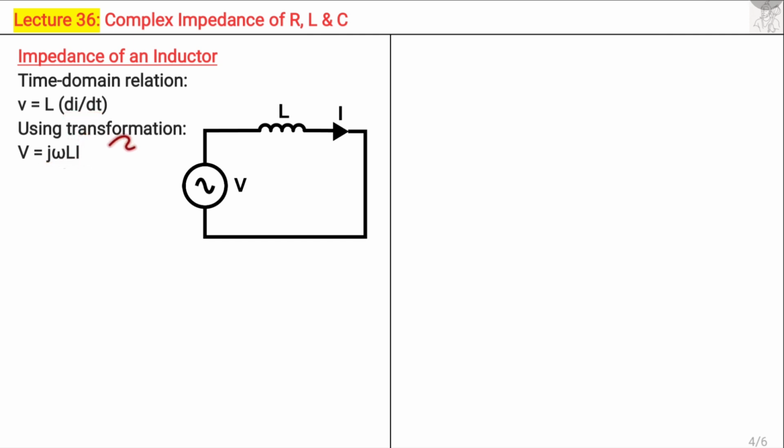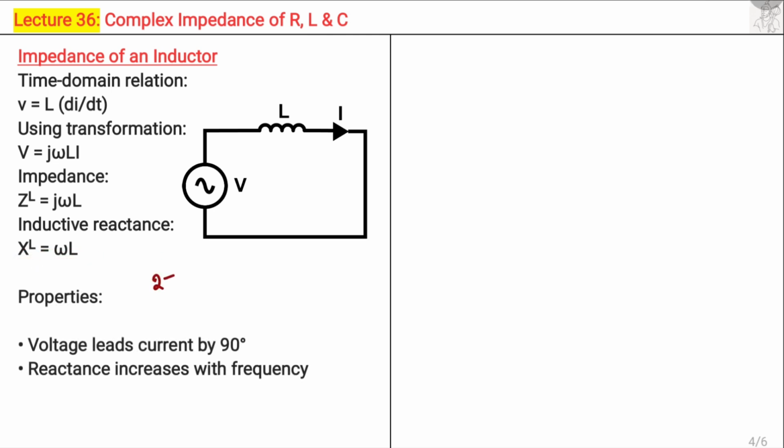From here, comparing it with V equal to IZ formula, Z comes out to be j omega L. Therefore, the impedance in case of inductor is simply j omega L, where omega L is called the inductive reactance. Inductive reactance is represented by XL, which is simply equal to omega L. So omega is simply 2 pi f. Therefore, XL is simply 2 pi fL. So if frequency increases, the reactance also increases.